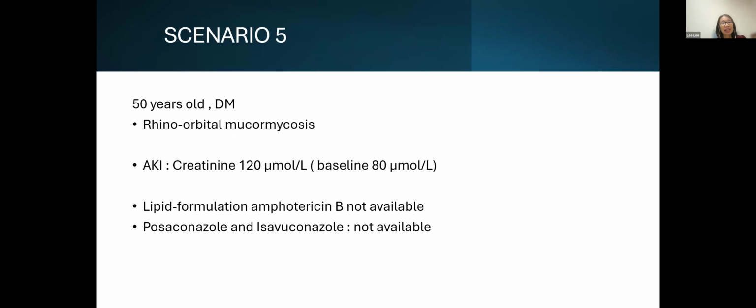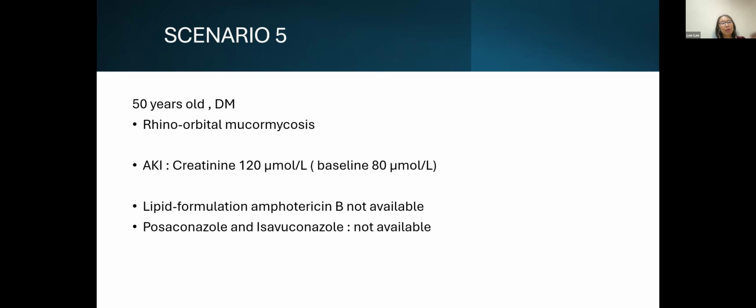So moving on to the last scenario here: a 50-year-old diabetic diagnosed to have rhino-orbital mucormycosis. And we know that mucormycosis is intrinsically resistant to many antifungal agents. Therefore, the treatment option is very limited.